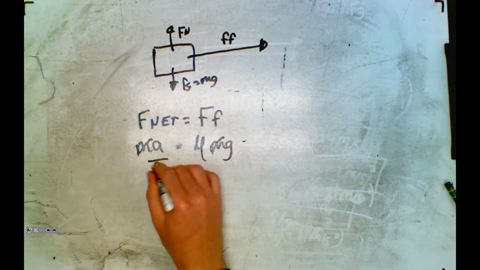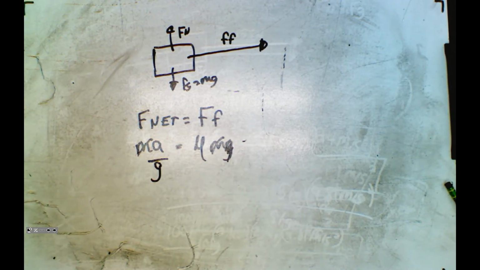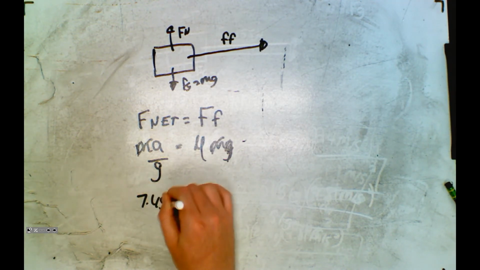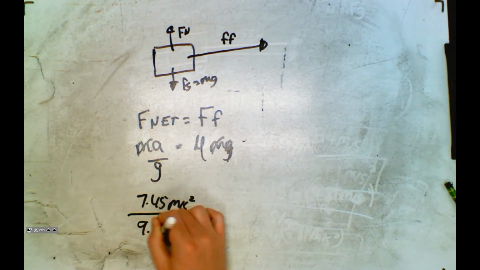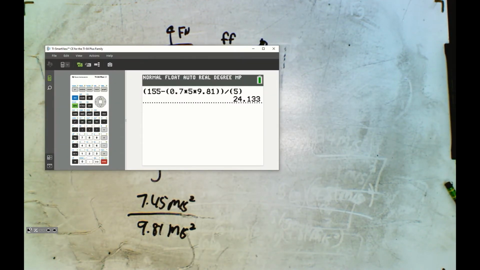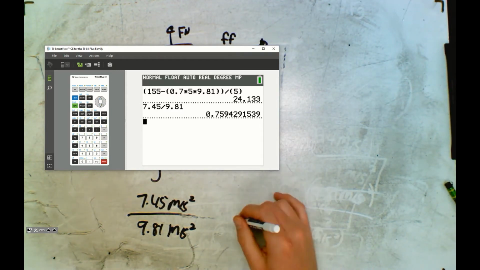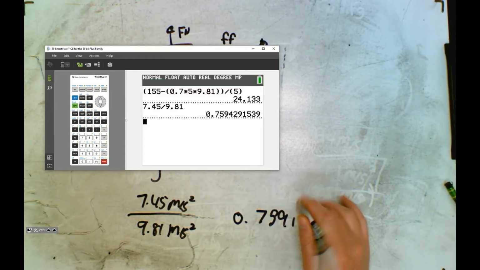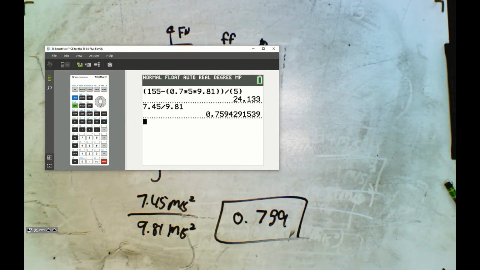So if I want to find the coefficient of friction, I move that over. So it's just acceleration divided by g. So my acceleration is 7.45 meters per second squared. My g is 9.81 meters per second squared. And if I go 7.45 divided by 9.81, I get my coefficient of friction to 3 sig digs is 0.759, no units. 0.759 is my answer. Okay, that's how you do that question.